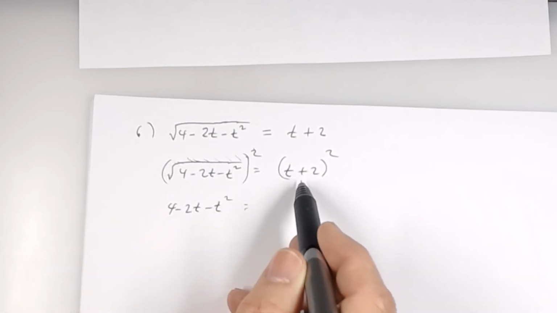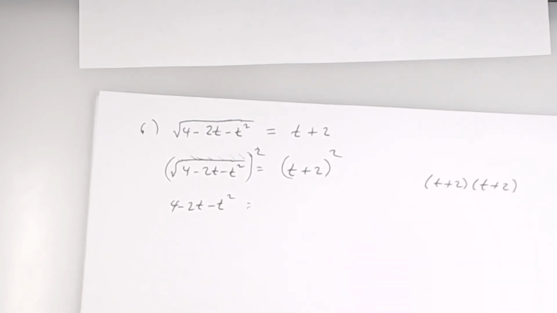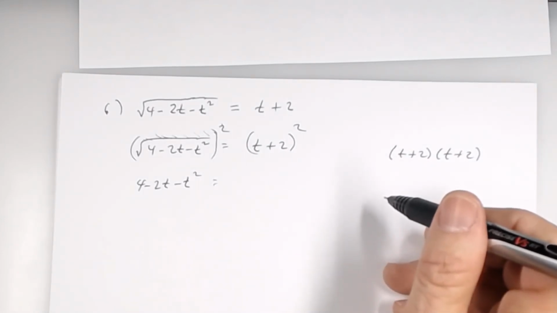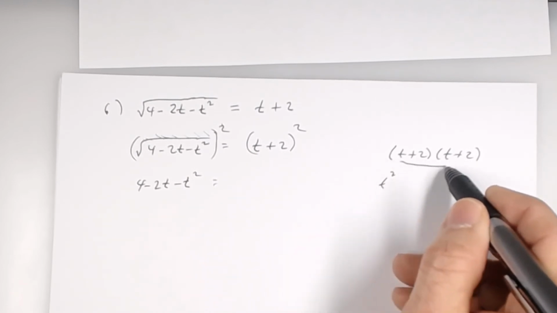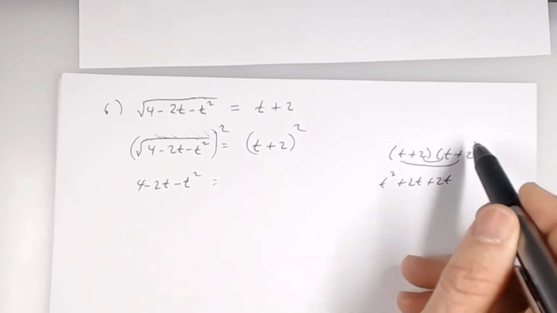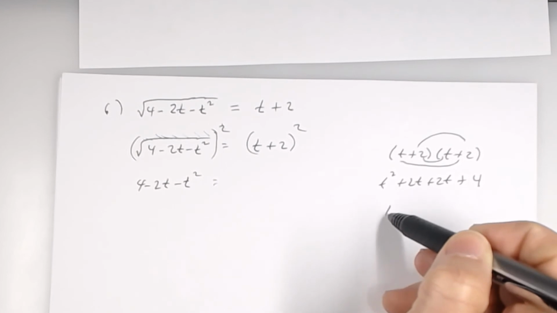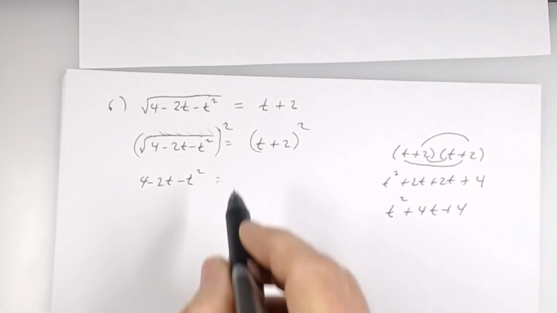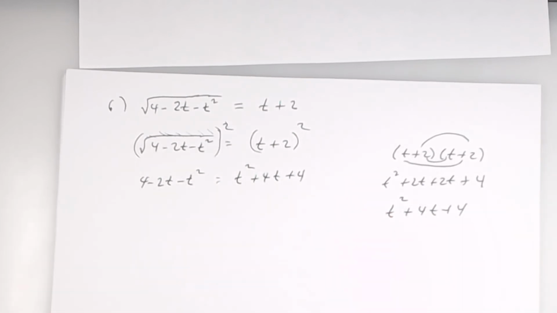Now on the other side, I've got to multiply this out. So that's t plus 2 times t plus 2. So I'm going to FOIL this out. Again, don't make the mistake and say t squared plus 4 because you're missing a term. When I FOIL it out, first times first, that's t squared. The outer is 2t. The inner is also 2t. And the last is 4. When I combine like terms, what do I get? t squared plus 4t plus 4. All right, so that's where I'm at.